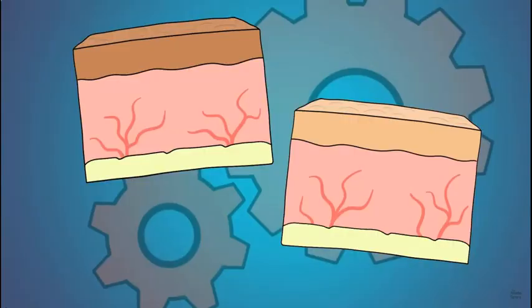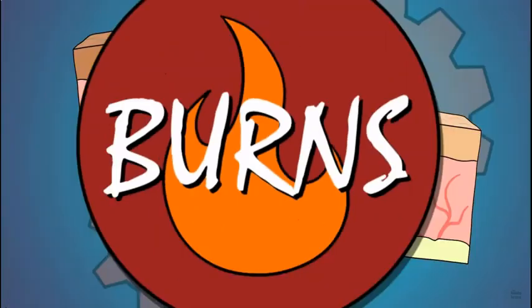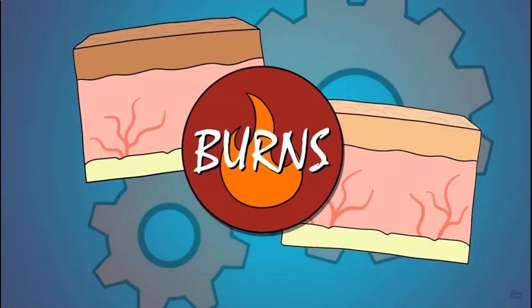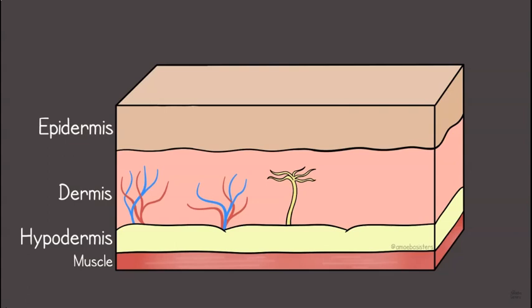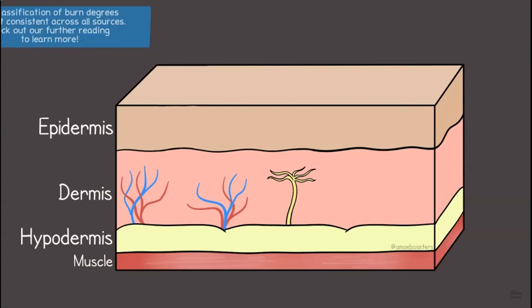In continuing to emphasize how important the functions of the integumentary system are, let's consider a condition where the functions can be compromised, such as a burn. The degree of a burn tends to be placed in a type of category, depending on which levels are affected. I do want to point out, though, that we've noticed classification of burn degrees are not consistent across all sources. Check out our further reading to learn more.